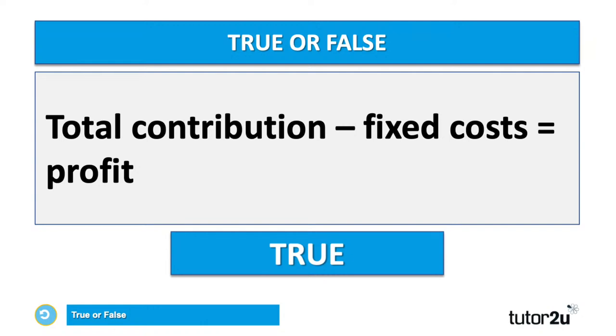Total contribution minus fixed costs is another way of calculating profit. Total contribution is the total amount contributed when we've taken away variable cost per unit from sales revenue, multiplied by the number of units sold. So this is another way of calculating profit, and it's true. And it's a useful formula to know. Thanks for the reminder, G.